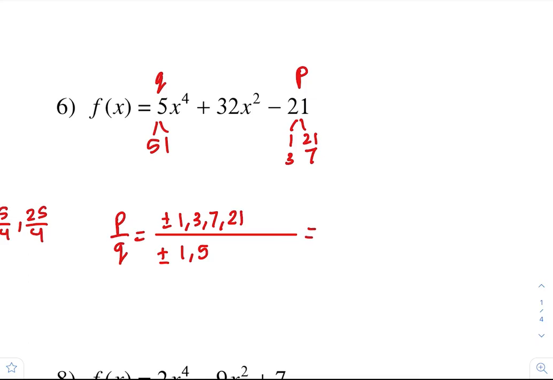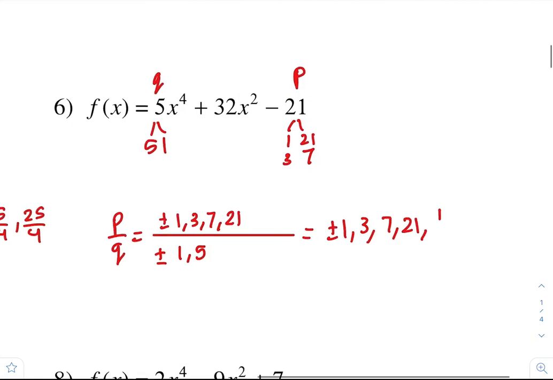So all our possible rational zeros, 1 over 1, plus or minus 1, 3 over 1, 3, 7 over 1, 7, 21 over 1, 21. Then we gotta do the other one. So 1 over 5, 1/5, 3 over 5, 3/5, 7 over 5, 7/5, 21 over 5, 21/5. And those are all our possible rational zeros.